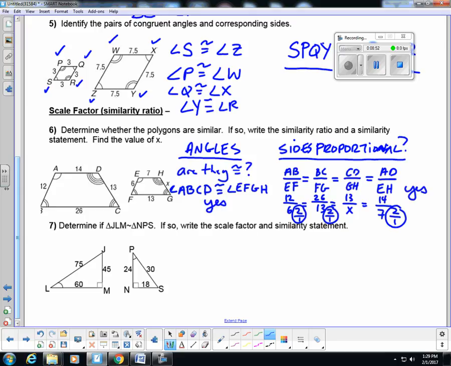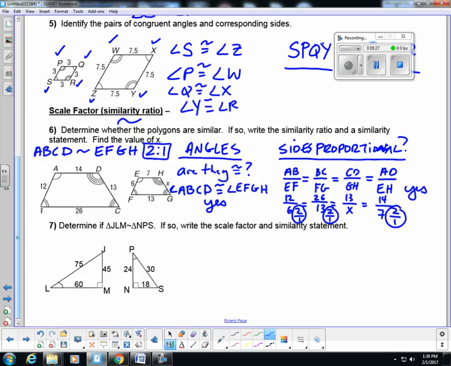So how we write that we have similar polygons is we use this symbol right here. That's a horrible representation. Let me do it again. This symbol right there. So we're going to say polygon ABCD is similar to polygon EFGH. Our similarity ratio is 2 to 1. That's what we figured out when we were comparing the sides.